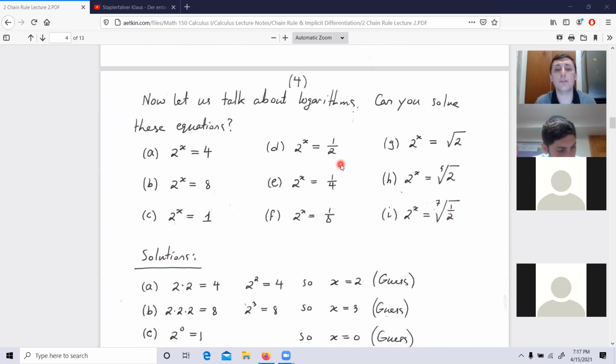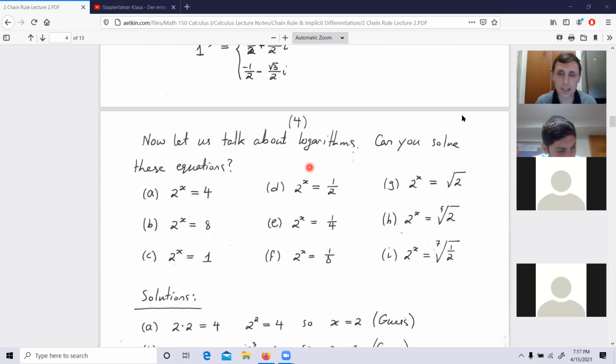Now, here is a set of equations, guys. You try to solve them if you can. Here we have 2 to the x equal to 4. What is x? Could you solve a, b, c right away? 2 to the x is 4, 2 to the x is 8, 2 to the x is 1. What do you think is x in each instance? You can just write them: first number, second number, third number. Okay, 2, 3, 0. Thank you. That's fast. 2, 3, 0.